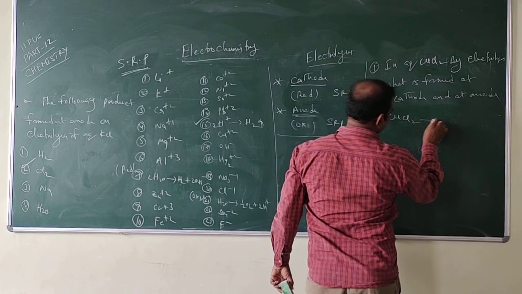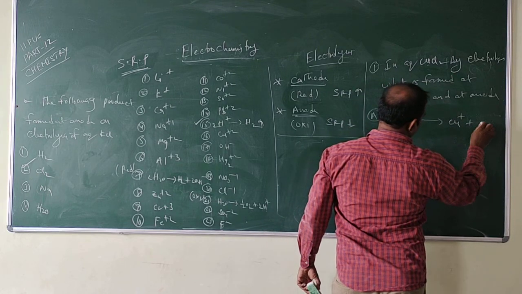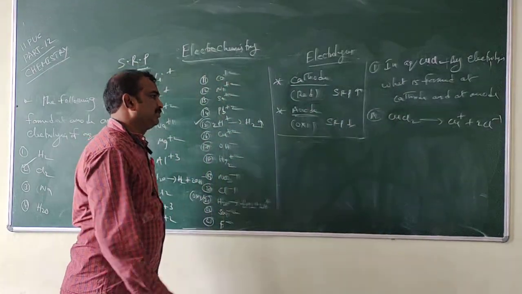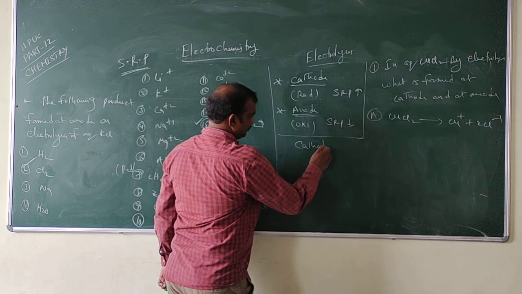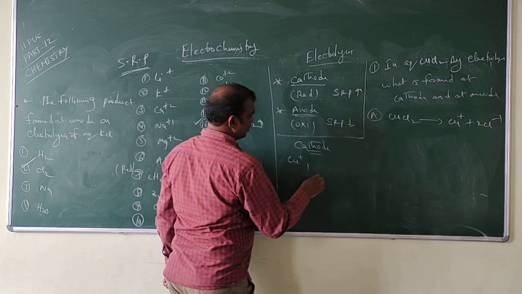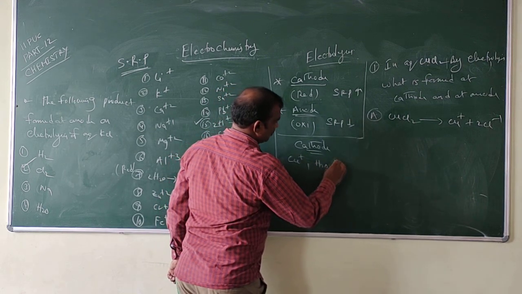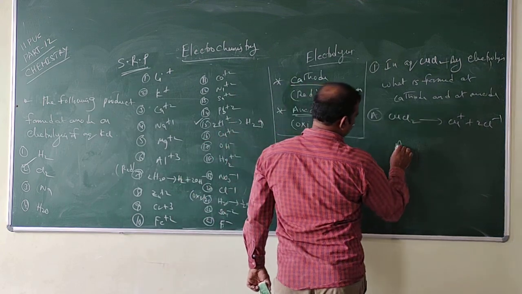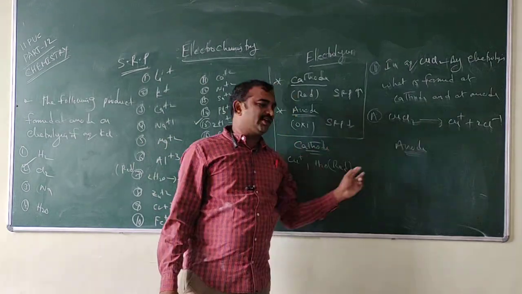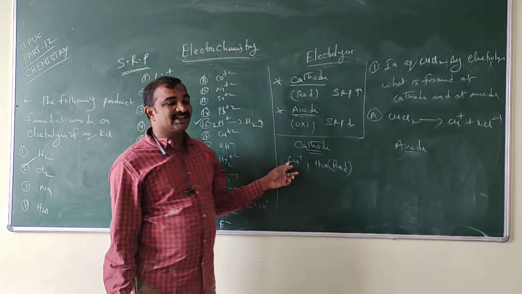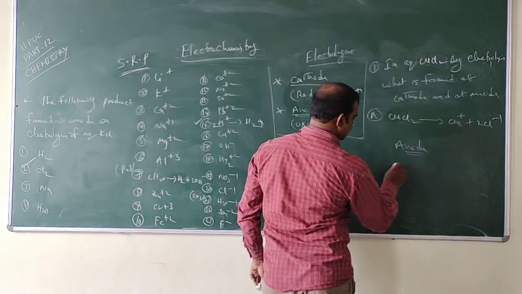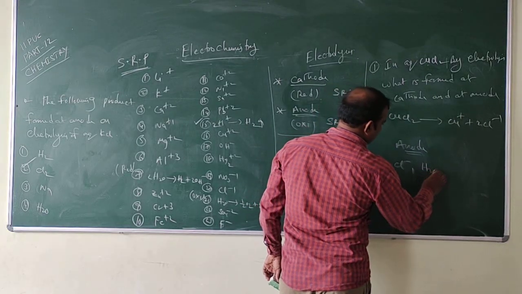CuCl2. How can I split CuCl2? Cu2+ plus 2Cl minus. And cathode will take Cu2+ and H2O reduction, because the positive ion goes to the cathode and here reduction takes place. And at anode, Cl minus and H2O oxidation.